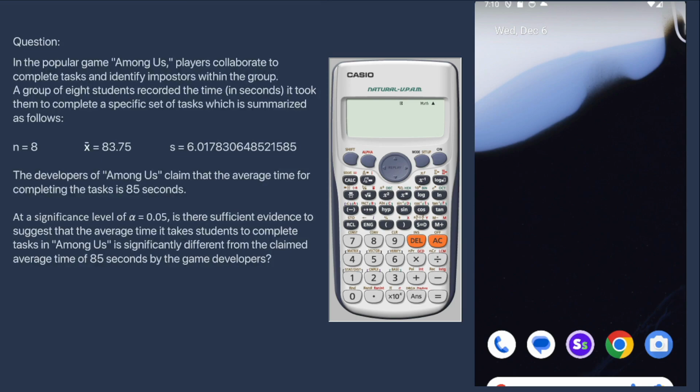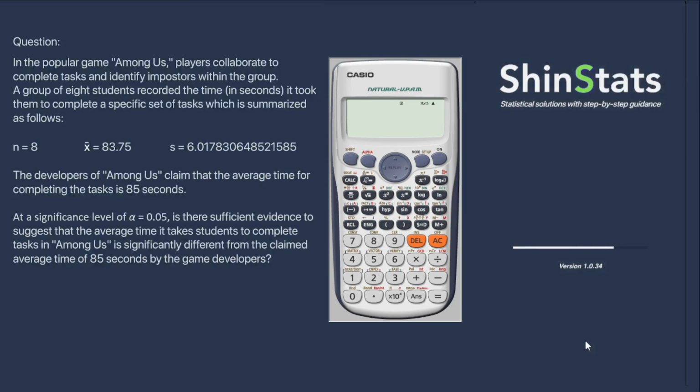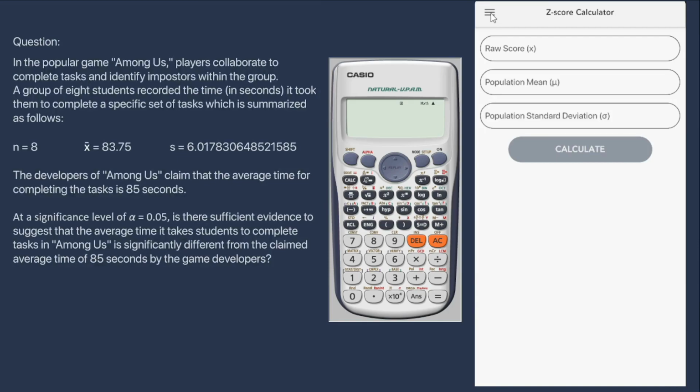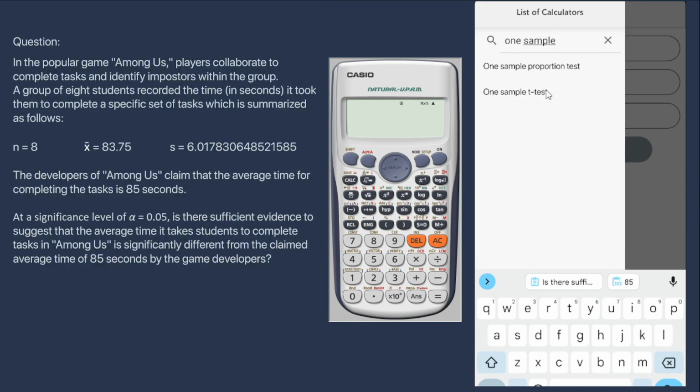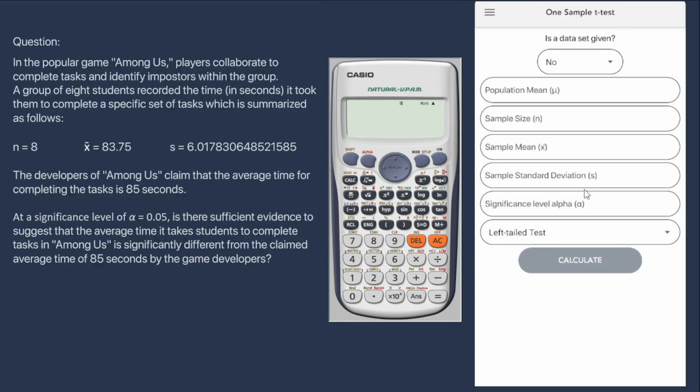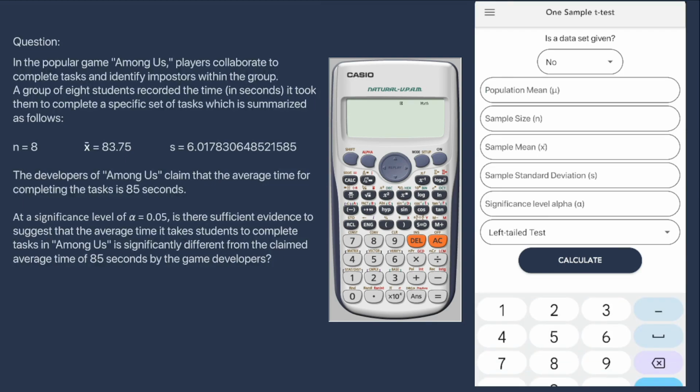We proceed by opening the app and then click this menu bar over here and search for one sample t-test. As we can observe, there are a couple of things that we need to input into the app in order for us to perform the one sample t-test. The first one of those is to answer the question, is a dataset given? For this particular example, we are given the summary statistics, and as a result, we leave it as is by answering no. Here we will input the given data.